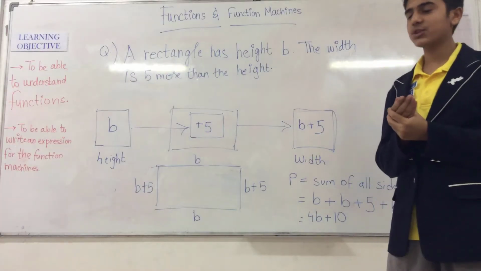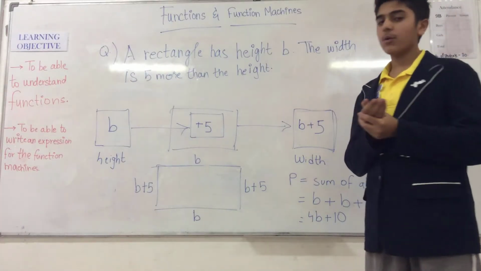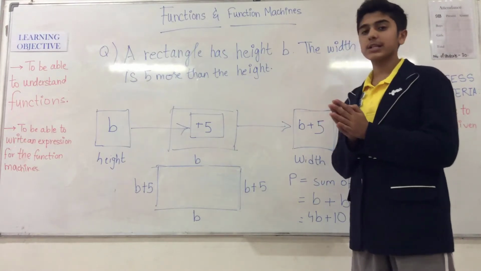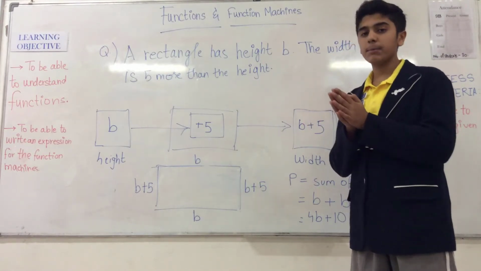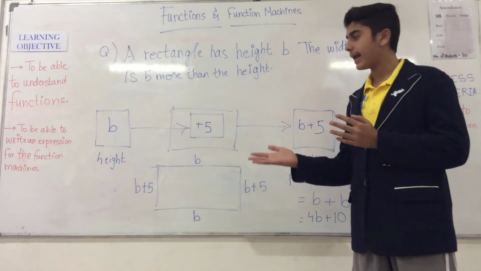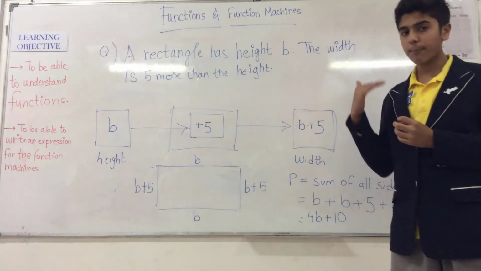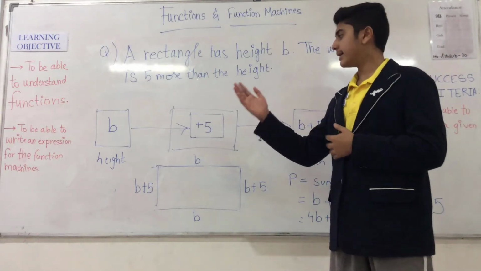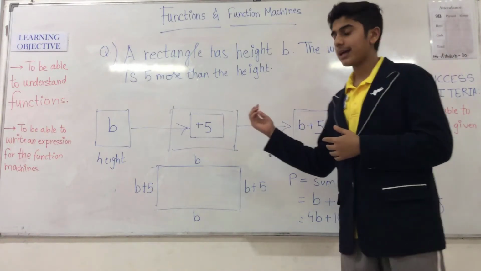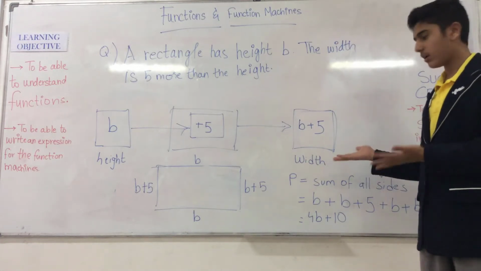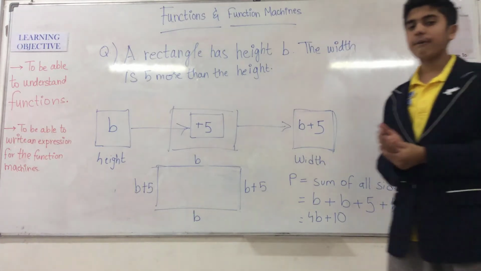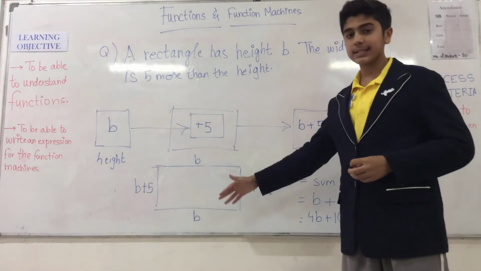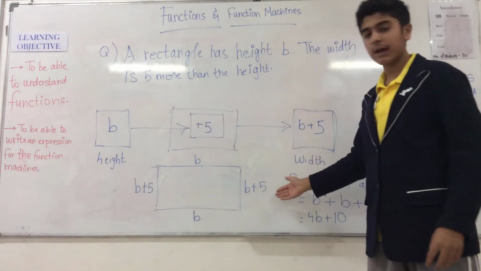Let's apply the function machine to the word problem. Our question is, again, a rectangle has height b, the width is 5 more than the height. So our input, or in this case the height, is b, and our operation to find the width is plus 5. So it's going to be b plus 5, which is our width as a whole. Now to find the perimeter of such a rectangle, we have b and b as the height, b plus 5 and b plus 5 as the width.